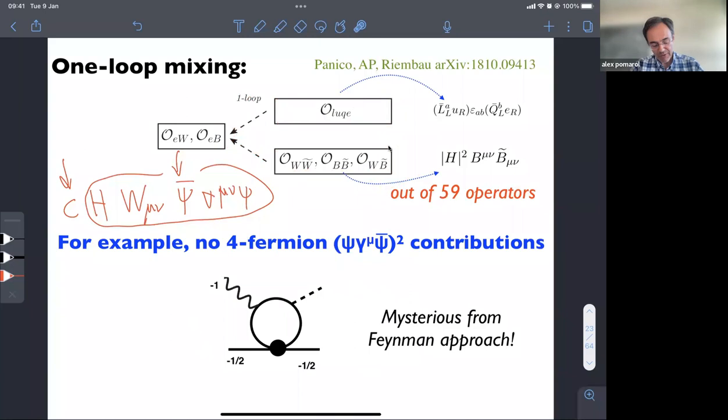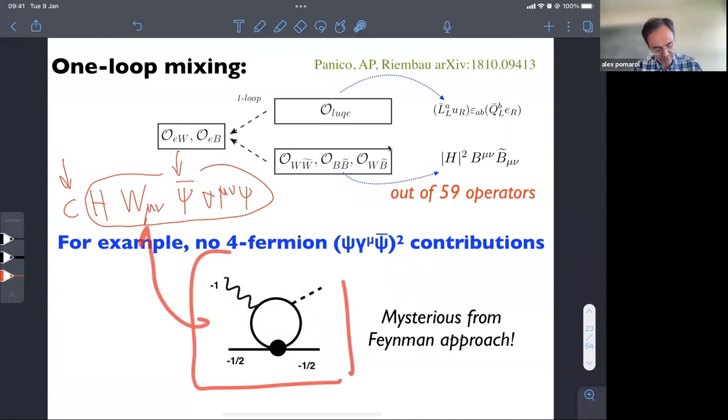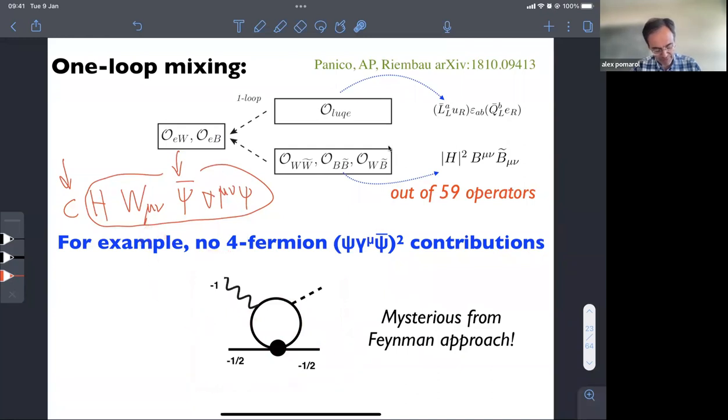Here is an example. This is to show that there are many zeros. This is one example of one of the zeros. For example, if you look at this dimension 6 operator for fermions, it contributes for fermions, and I close the loop. I have a contribution to this operator, to fermions, a vector and a Higgs. Okay, Higgs, a vector, and two fermions.